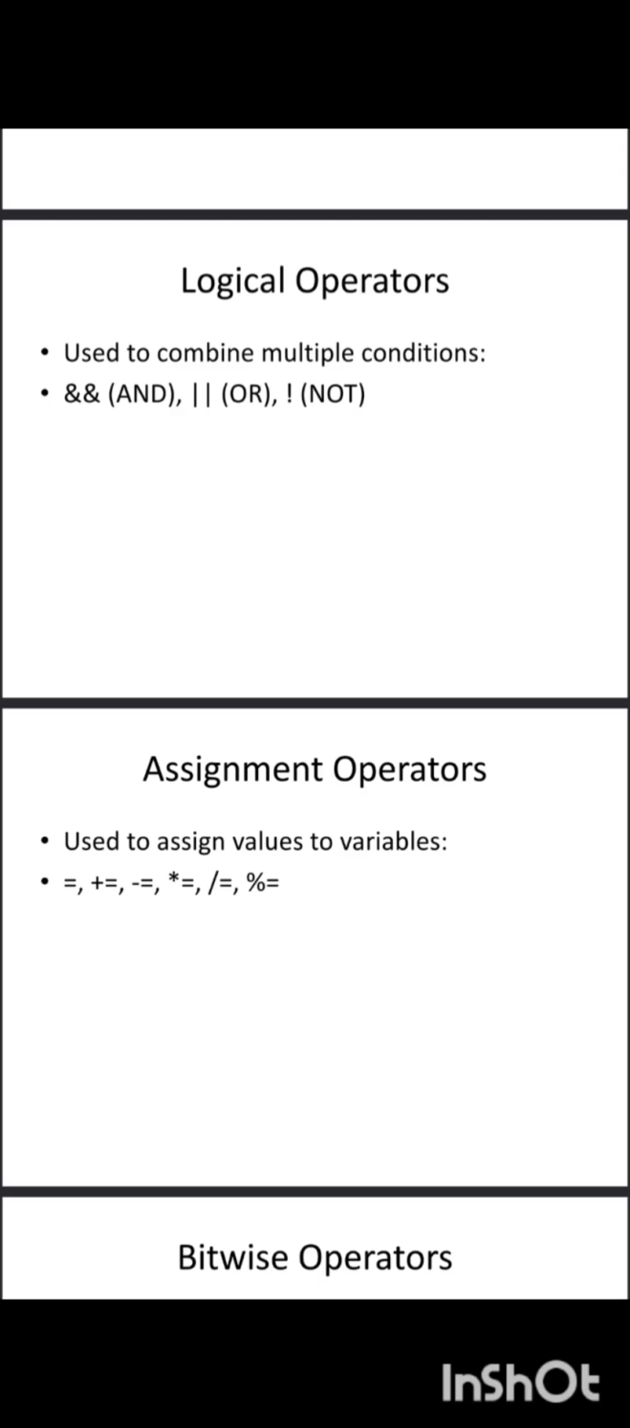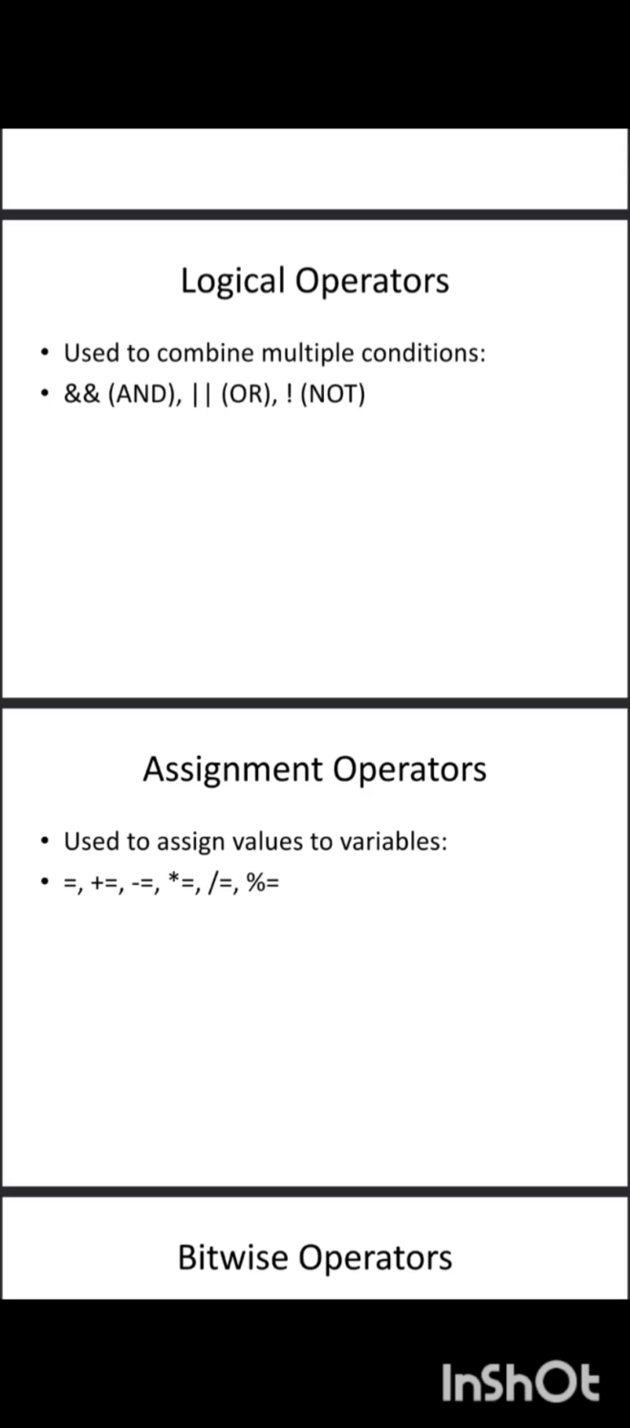These assignment operators are used to assign values to a variable. The most basic is equal to, which simply sets a variable to a value. But there are compound assignment operators that combine assignment with an operation. For example, plus equal to adds a value to the variable and assigns the result back. So if a equals 5 and we write a plus equal to 3, now it becomes 8.